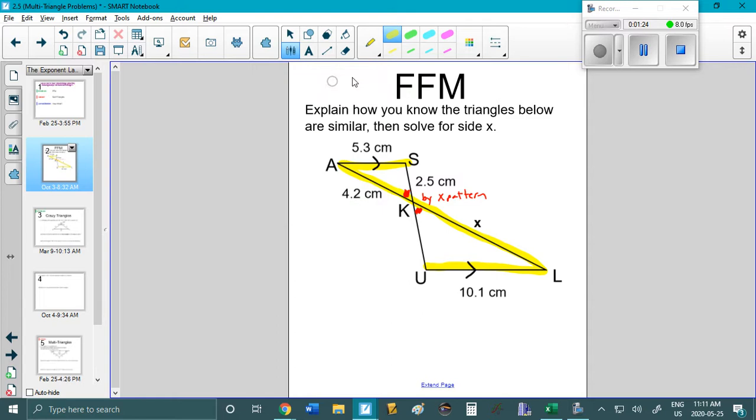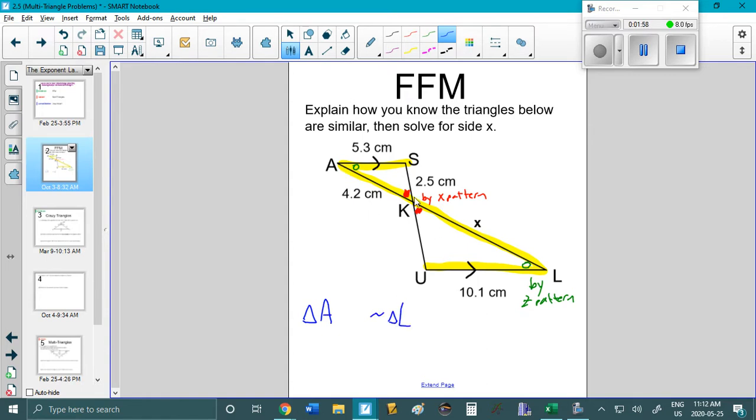So that means that these two angles are the same by Z pattern. And that's about the only sort of thing I'll ask you to do with this. So if you know X pattern and Z pattern, you should do just fine. And now we can say triangle. Now we have to match up the angles. So angle A, I'll write the similarity thing here. Angle A goes with angle L.